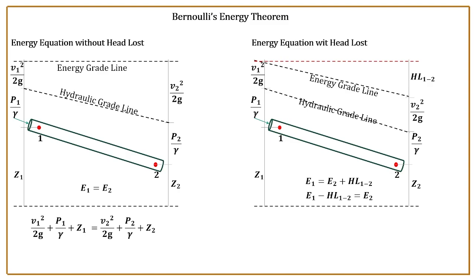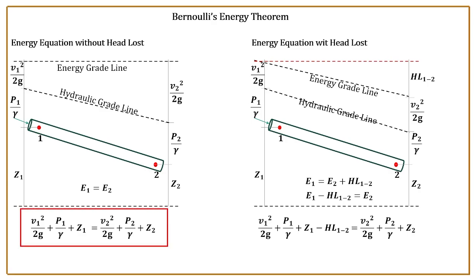So, kung ililipat natin, transpose lang natin yung head loss papunta dun sa kaliwa. E1 minus head loss 1, 2 is equal to energy 2. So, we can say that velocity head 1 nung una plus pressure head nung una plus elevation head nung una minus the head loss ay equal sa velocity head ng pangalawa plus pressure head ng pangalawa plus elevation head nung ating pangalawa.